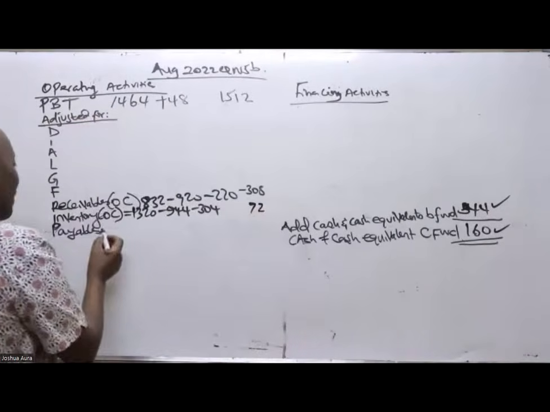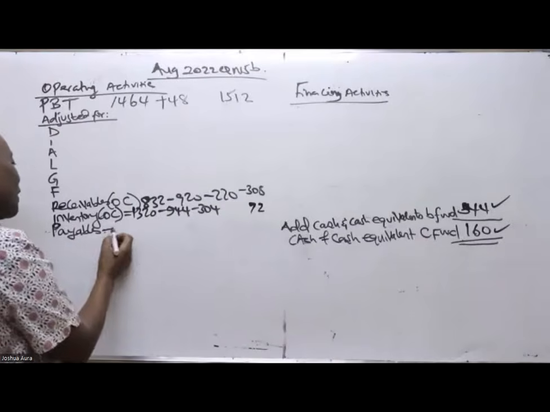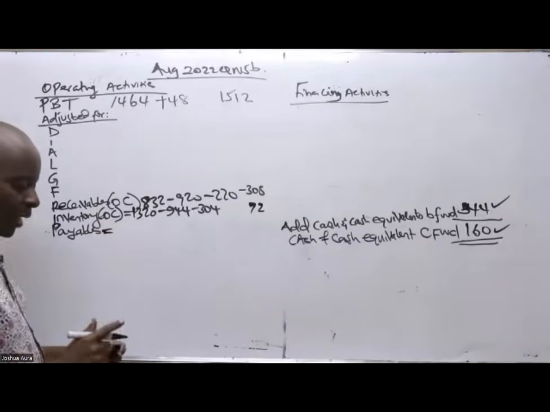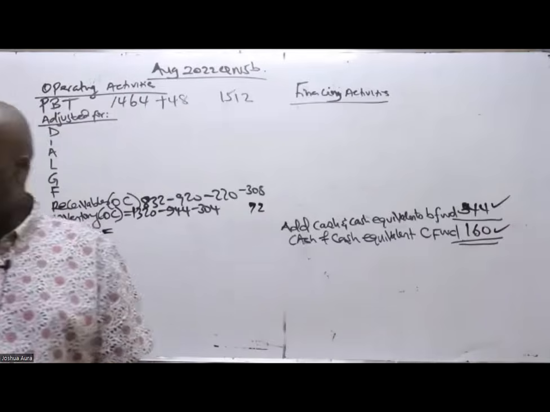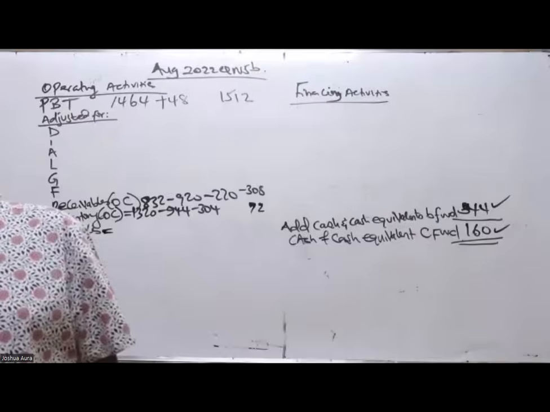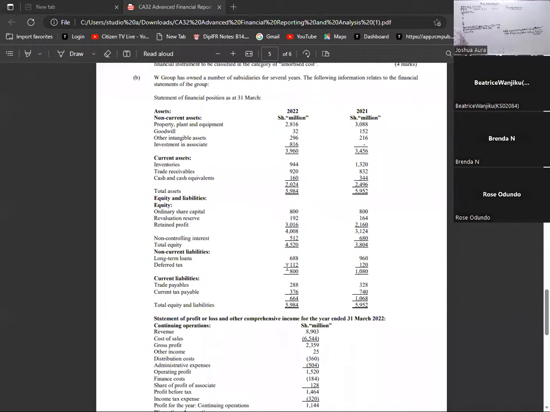From there we have payables. For payables, the same: take opening minus closing. Payables, they're here. So opening is 740 minus 376.